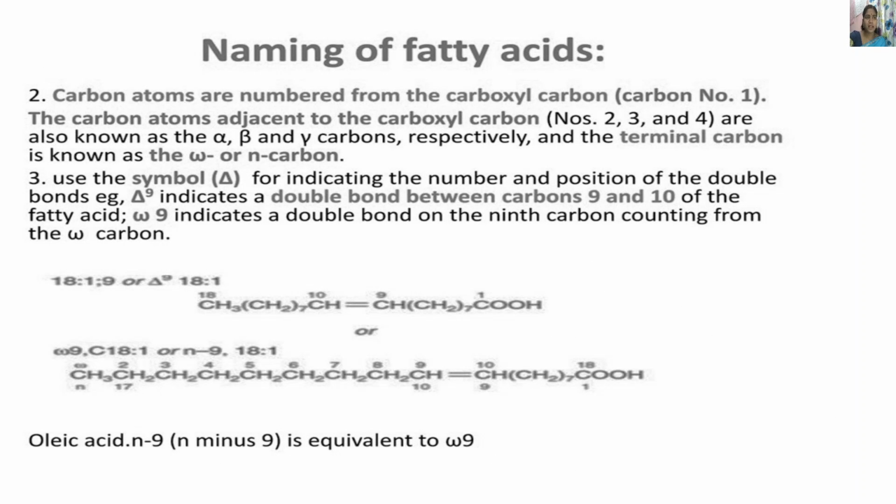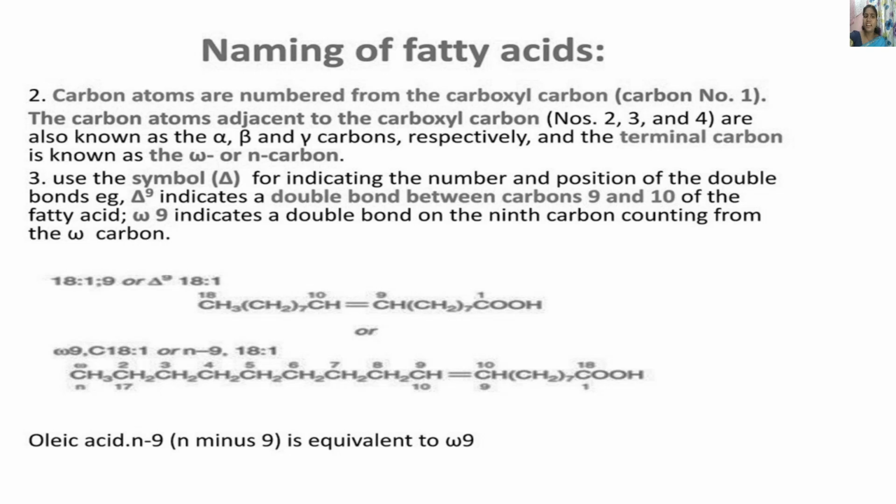In continuation of the last slide, the carbon atoms are numbered from the functional group, that is the carboxyl carbon, which is taken as carbon number 1. The carbon atoms adjacent to the carboxyl carbon, 2, 3 and 4, can also be named with Greek letters: alpha, beta and gamma carbons respectively, and the terminal carbon is known as the omega or n carbon. The symbol delta indicates the number and position of the double bonds.